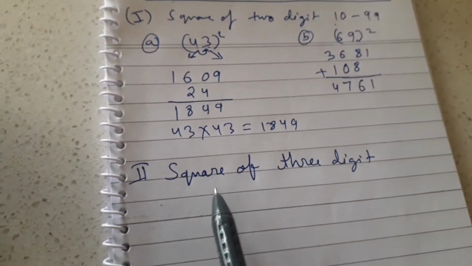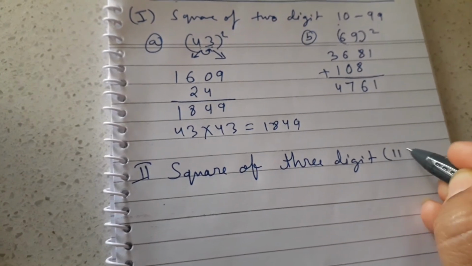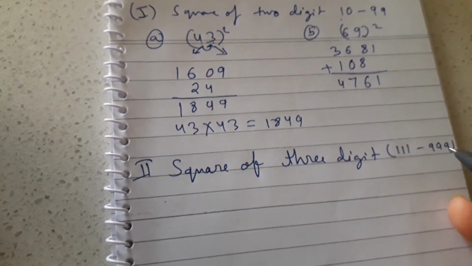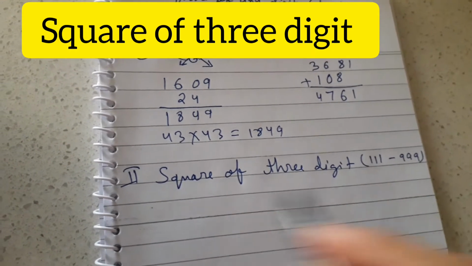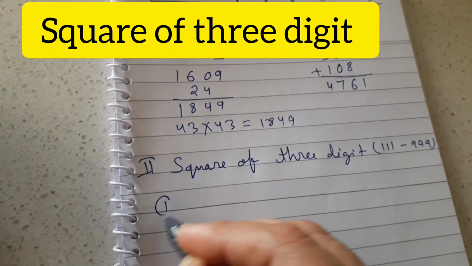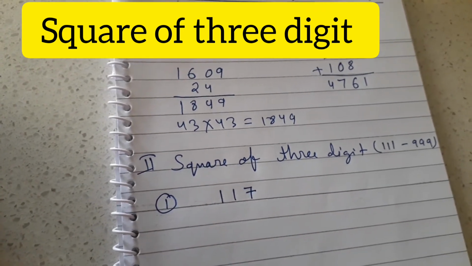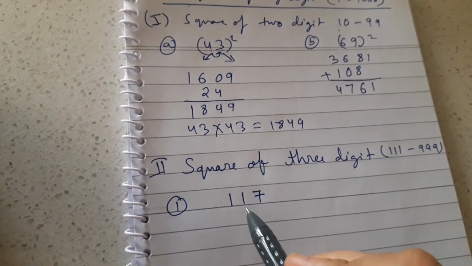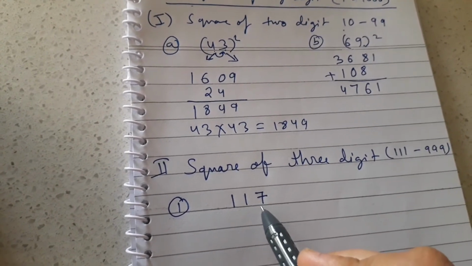Now we will learn the square of any three-digit number, which lies between 100 and 999. How can we find the square of any three-digit number? What is the trick for that? Let's see. Let's say the first example is 117. We have to find the nearest 100 for that. It is 100. 100 plus 17 is 117.